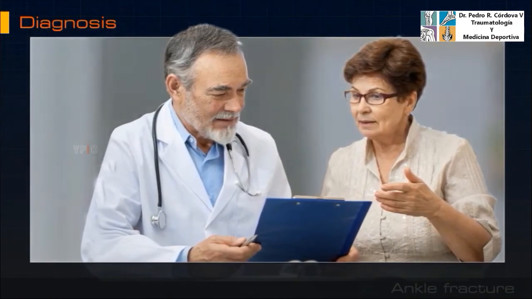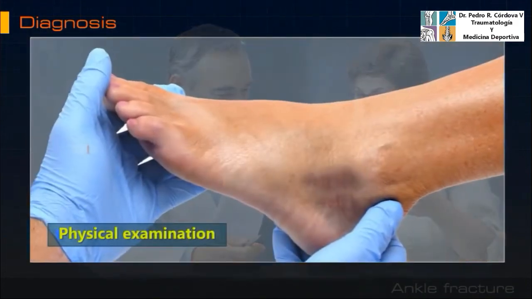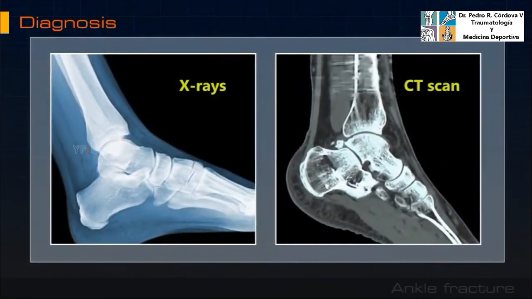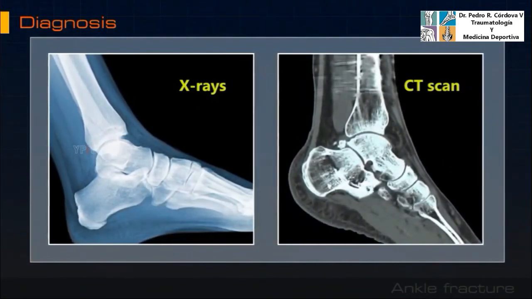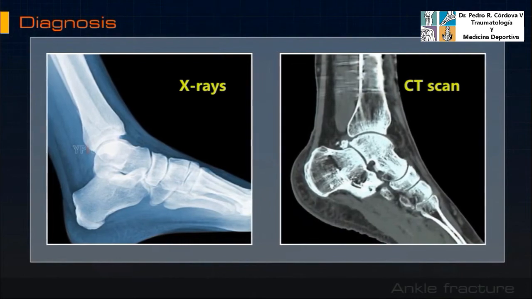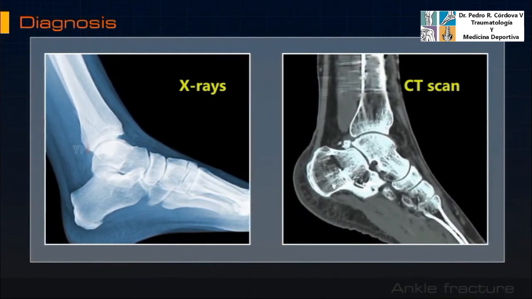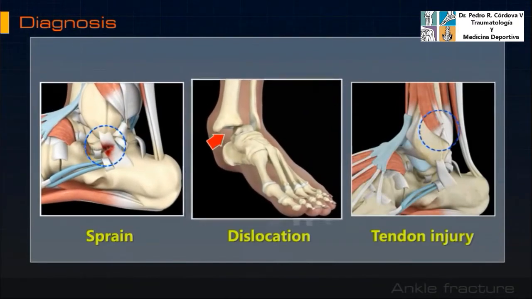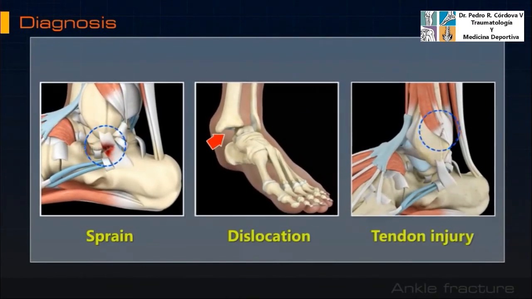Diagnosis. The diagnosis of the ankle injury starts with a physical examination, followed by X-rays and CT scan of the injured area for a detailed view. Usually, it is very difficult to differentiate a broken ankle from other conditions such as a sprain, dislocation, or tendon injury without having an X-ray of the injured ankle.